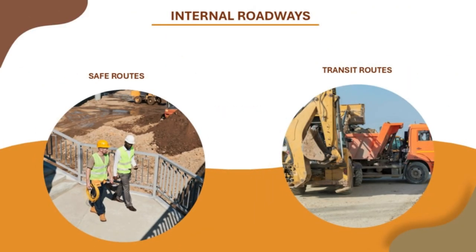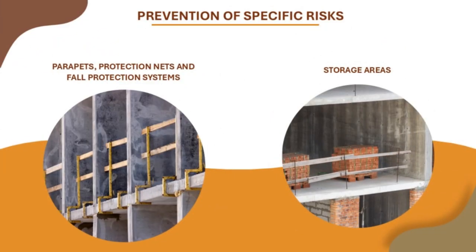Internal roadways. Safe routes must be provided for the transit of vehicles and people, separating pedestrian routes from driveways where possible. Transit routes must be kept clear of obstacles and appropriately marked. Prevention of specific risks. Parapets, protection nets, and fall protection systems must be installed in areas at risk of falling from a height. Storage areas of materials must be stabilized and organized to avoid the risk of overturning or collapsing.